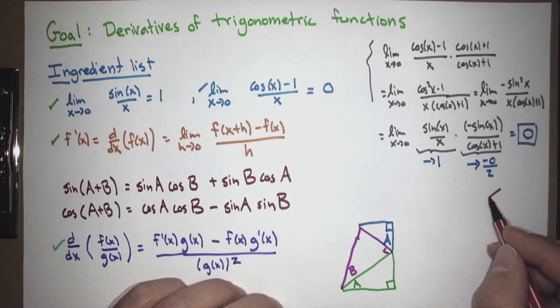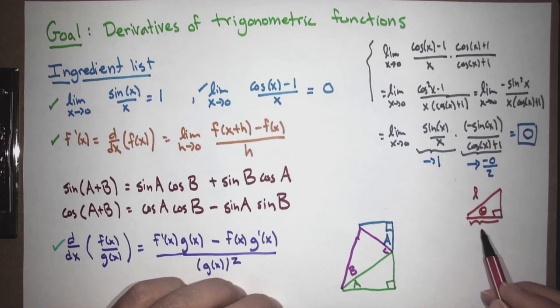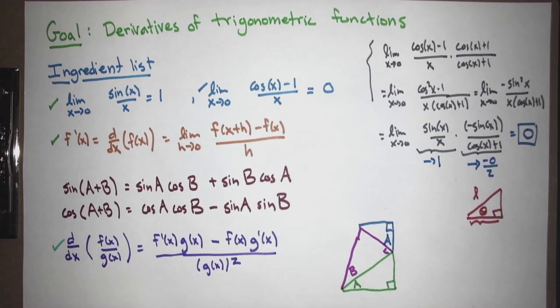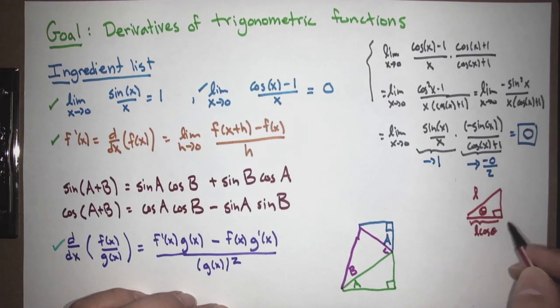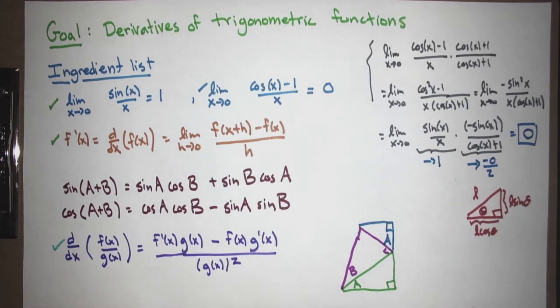Now, one other quick fact I'm going to put over here. Let's suppose I put theta here and L is the length. How long is the adjacent side of this triangle? It's L cosine theta. And how long is the opposite side? L sine theta. Now you might say, how do you get that? Well, sine theta is opposite over hypotenuse. And then you can solve for how long that has to be.